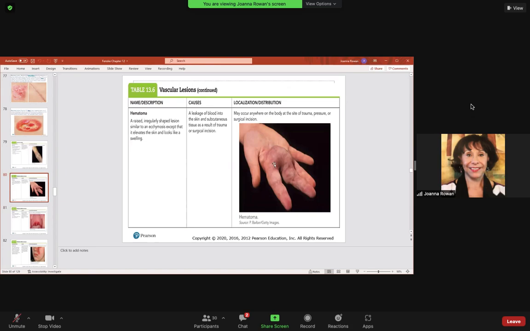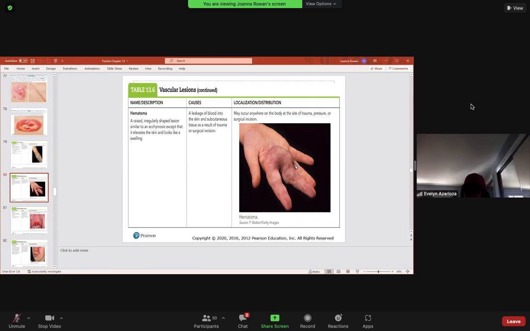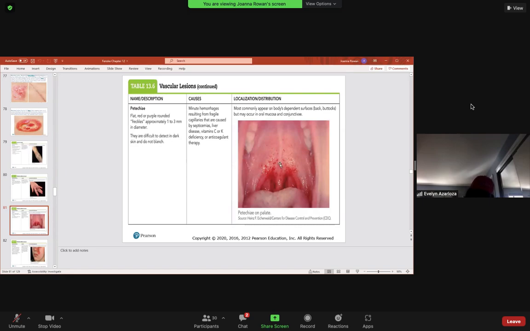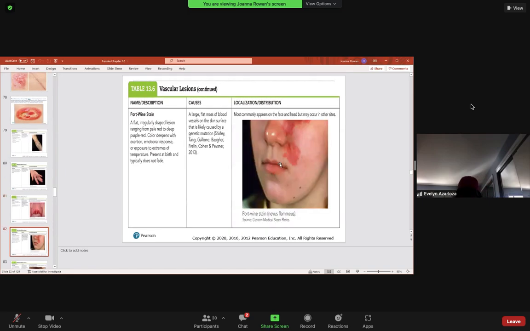I'm sorry. It's on the slide. Are you with the slides? The slide 80. Yeah, I've got it printed. I'm looking at a physical slide. Okay. So I've got ulcer, and then I don't see hematoma. Oh, it's under vascular lesions. Okay, hematoma. Petechia. Petechia, got it.